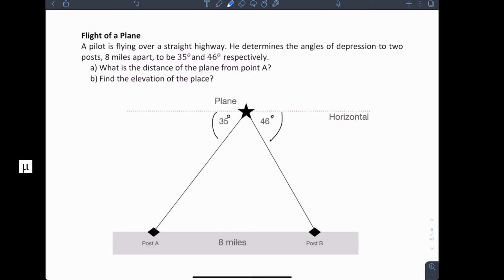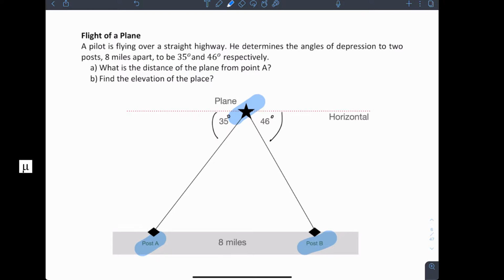Okay, you guys remember that? We did this one yesterday too, but this is called a flight of a plane. The difference between this question and the last question is what? Here's a big difference. A and B and the plane, well, the plane is in the middle of what? A and B. You guys okay with that?